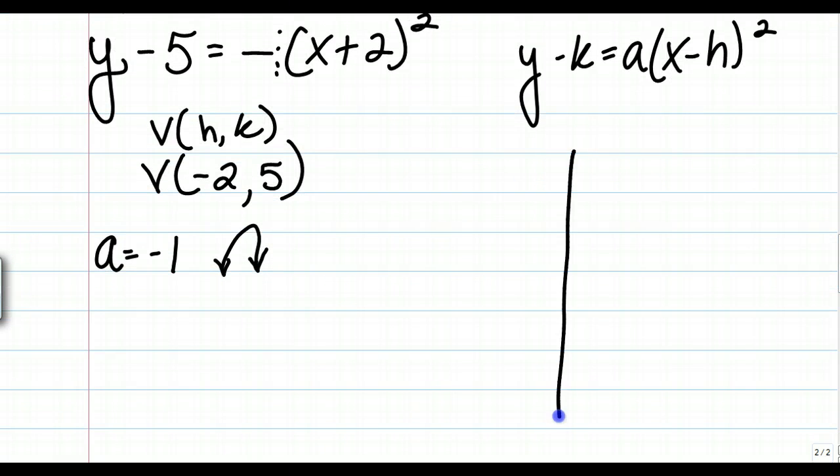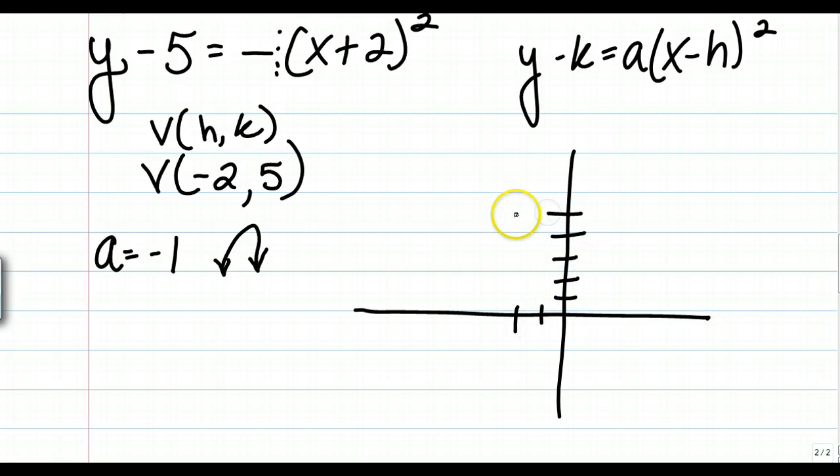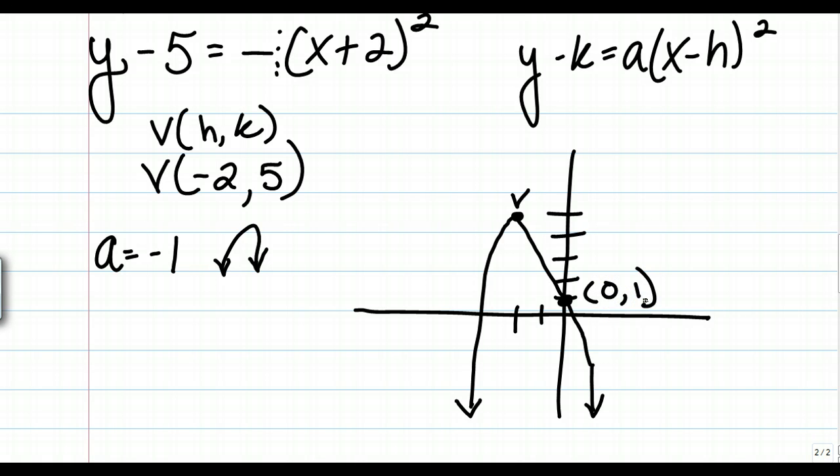So let's start to plot what we know. We're going to plot negative 2, 1, 2, 3, 4, 5 for the vertex. We know our parabola is facing downward. And again, we'll talk about how you find this point right here, which is going to be the point 0, 1. I'll tell you how to find that in a second.